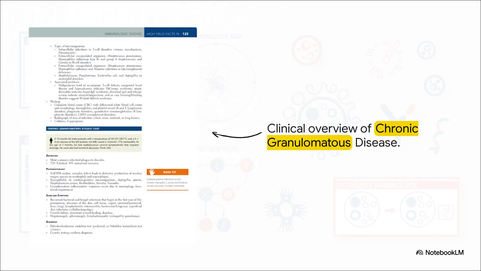With CGD, the core issue is that defective NADPH oxidase, which means there's a defective production of reactive oxygen species. Because the patient literally cannot produce their own respiratory burst, they become incredibly susceptible to catalase-positive organisms, bugs that can destroy their own hydrogen peroxide. So keep your eyes peeled for Staphylococcus aureus, Aspergillus, Nocardia, and Serratia. And remember, the diagnostic gold standard here is an abnormal dihydrorhodamine or DHR flow cytometry test.